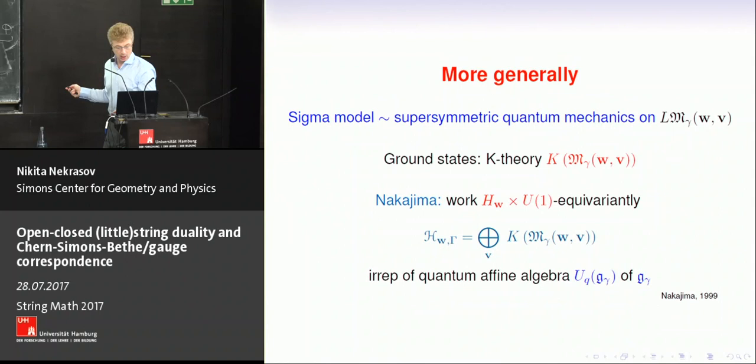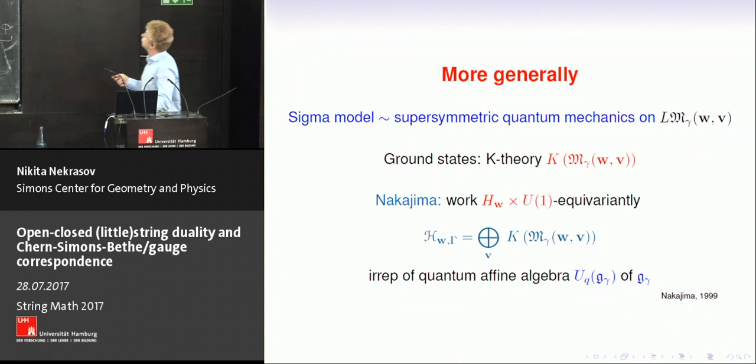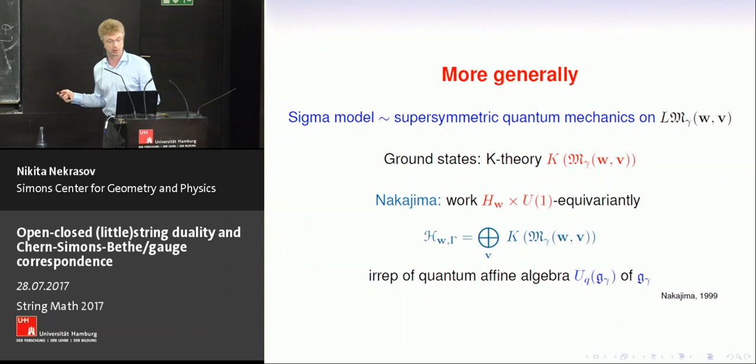You can also do this, there are various upgrades of the statement. Instead of the supersymmetric quantum mechanics on the quiver variety, you can do a loop version of that, where you study supersymmetric quantum mechanics on loop space, which is something like a sigma model. And then the ground states for that model would be the K-theory of the corresponding quiver variety. And Nakajima showed that in this way you will see the quantum affine algebra built on this Kac-Moody algebra acting.